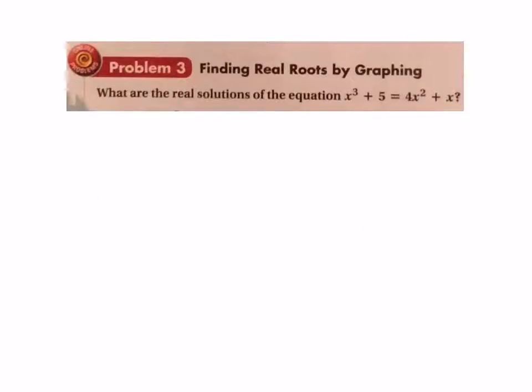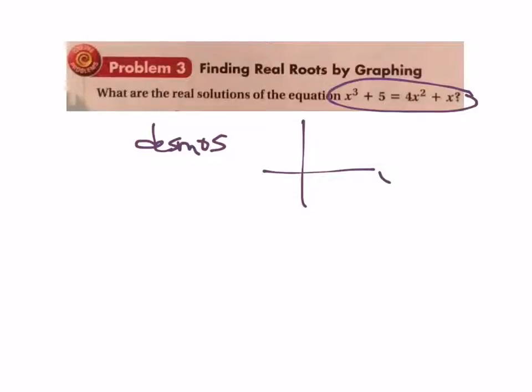Okay, so this is problem 3 in the textbook. What are the real solutions of the equation x cubed plus 5 equals 4x squared plus x? Alright, we'll use the graphing calculator Desmos. If you plugged this in right now and tried to graph it, it's just going to show up as an error, because right now it's only one variable, just an x, and graphing calculators only show relationships between two variables, x and y. So we need to rewrite this so that the graphing calculator will recognize and graph it.